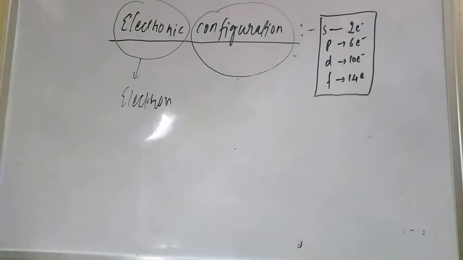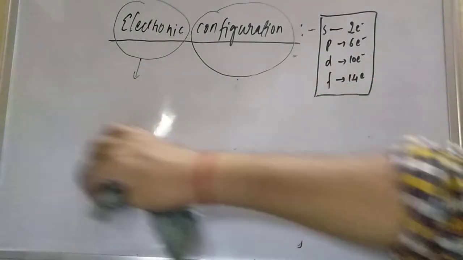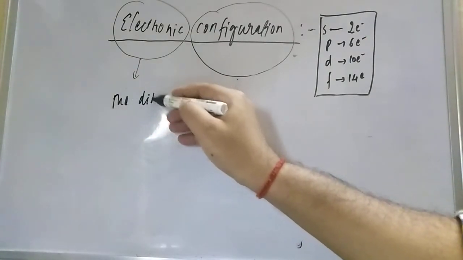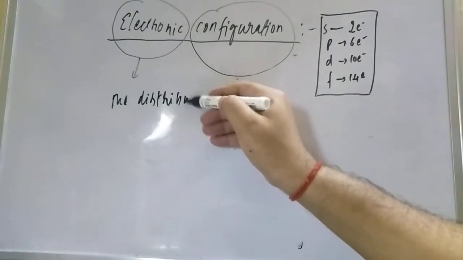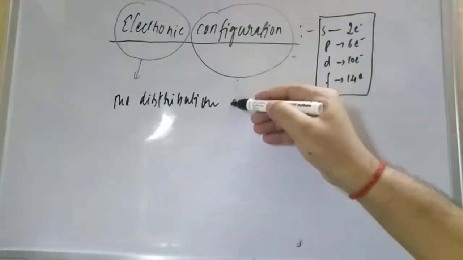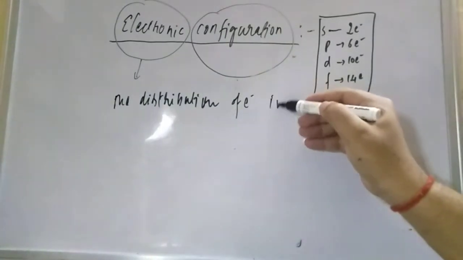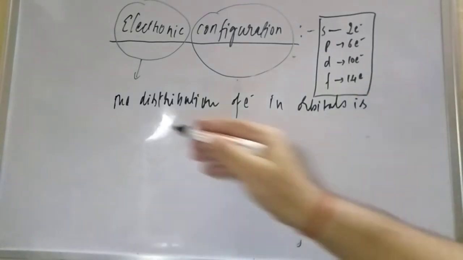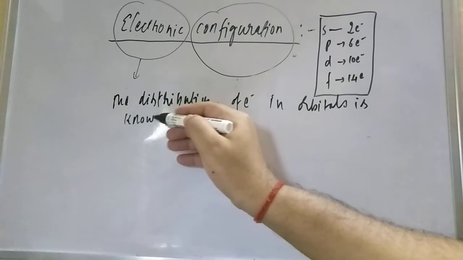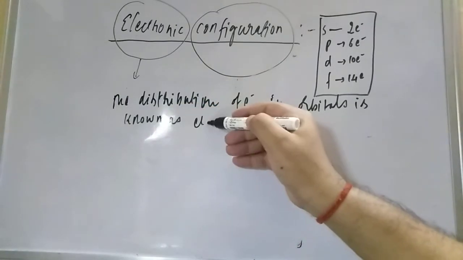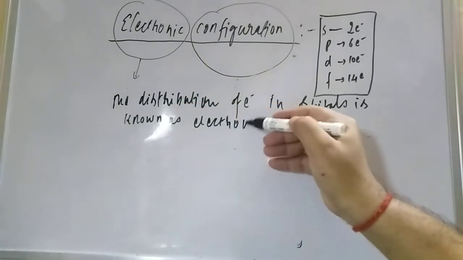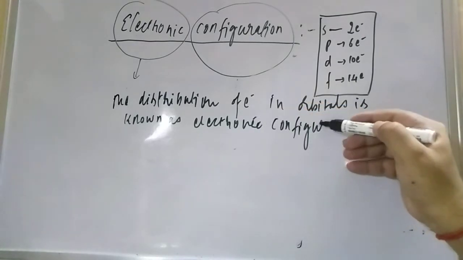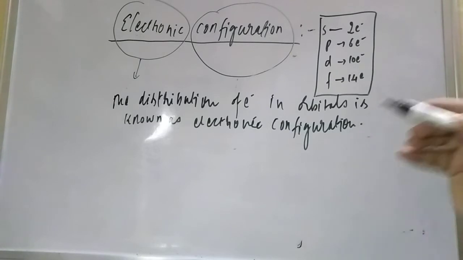Better we write the definition: the distribution of electrons in orbitals is known as electronic configuration.